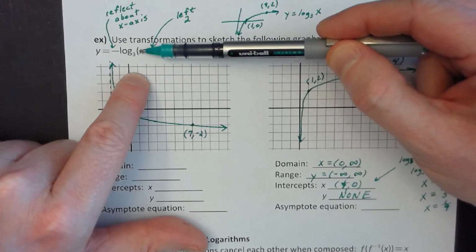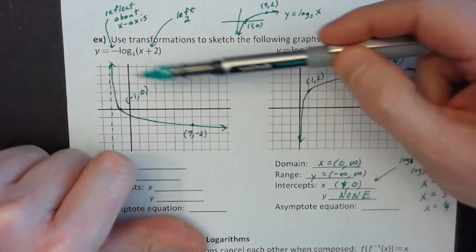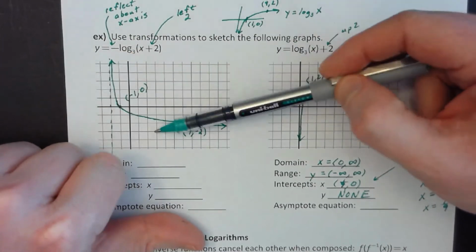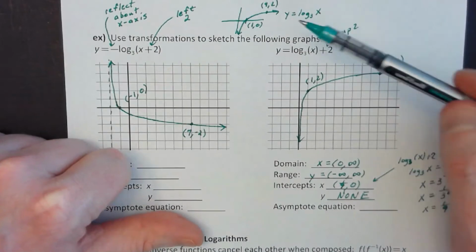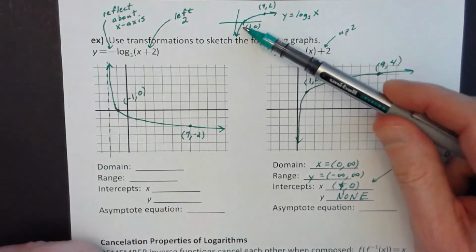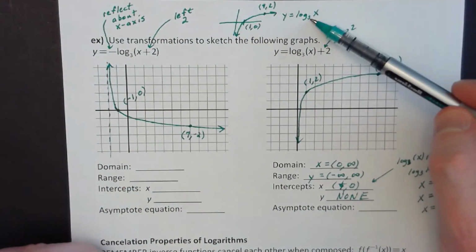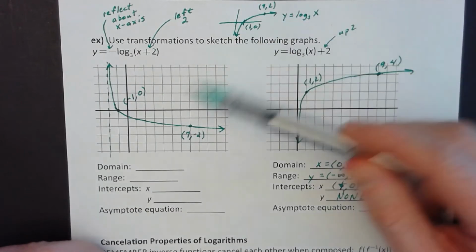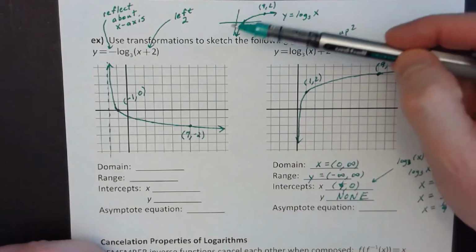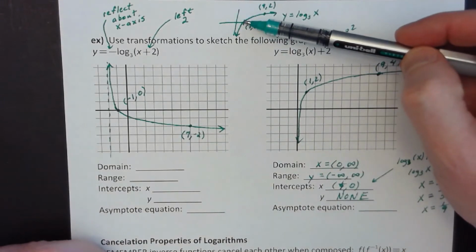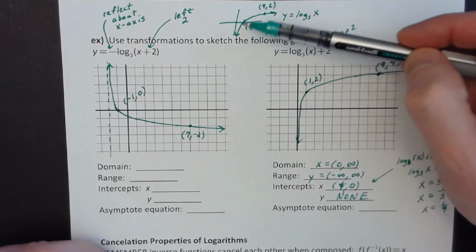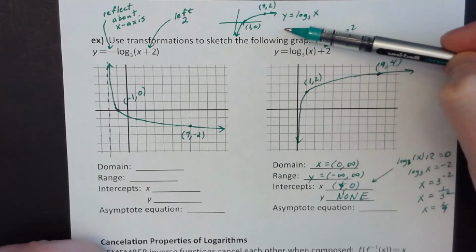Remember, if the negative is only on the x, it reflects it about the y-axis. If the negative is out in front of the function, it's going to reflect it about the x-axis. So just to remind you, back on the previous page, we graphed out the base function for the log base 3 of x. So I had this function in mind when I was graphing this function. So I just said, okay, I know that what's going to happen is that I'm going to reflect this function about the y-axis.